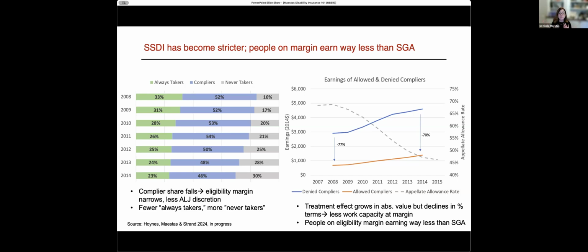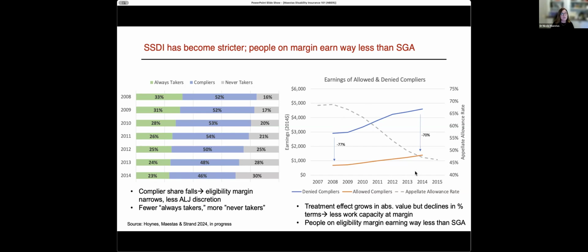And I did mention early on there were some policy changes that really shifted the fraction of people denied from like 16% to 30%, shifted the fraction on the eligibility margin. It narrowed it from 52% in 2008 to 46%, and reduced the fraction that is allowed by a lot. Okay, so the program has gotten harder, and here's just a picture of this gray curve, the allowance rate, which at one point in 2008 was almost 70% and is now 45%.